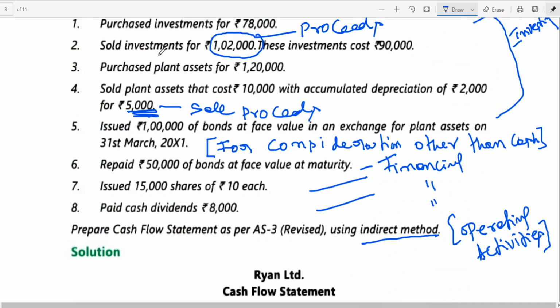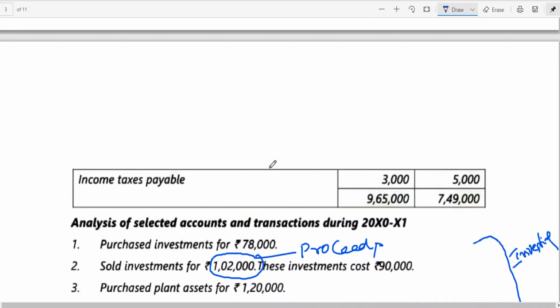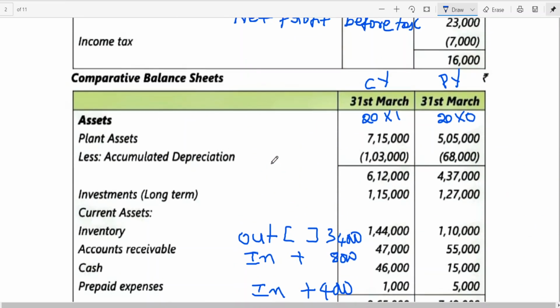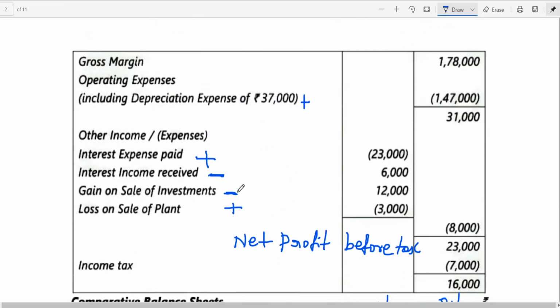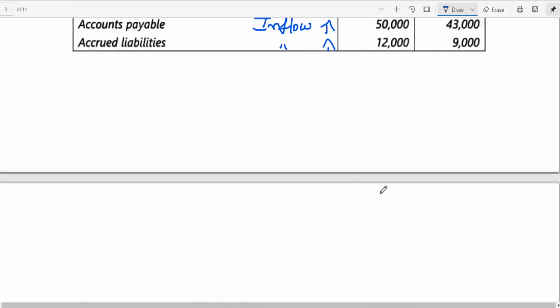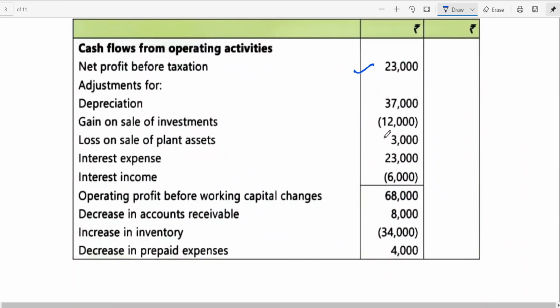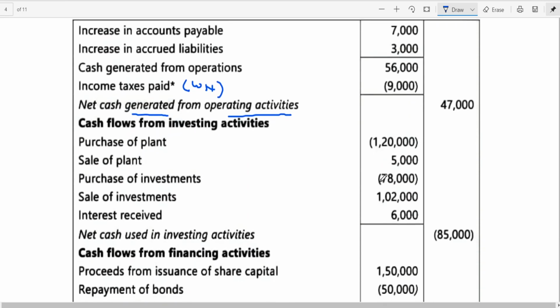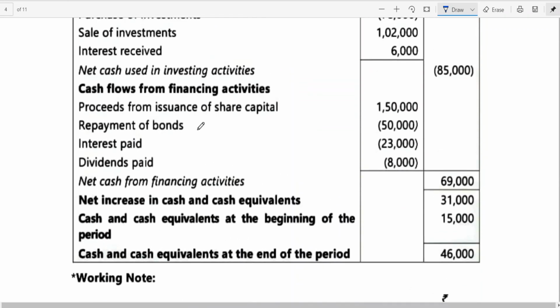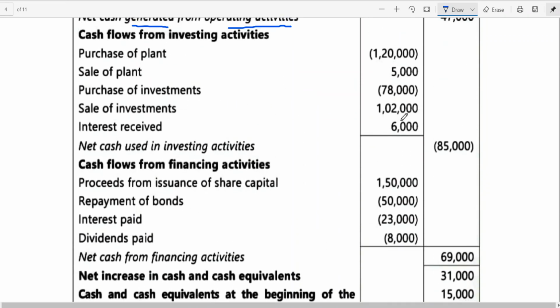You can see 1,02,000 minus 90,000, the 12,000 they have credited to the profit and loss account here as gain on sale of investment. That is the reason why it has been adjusted in the profit and loss account. They have added that, they have subtracted. Have you noticed? Because this 12,000 rupees is included in sale of investment, the gain has already been included.